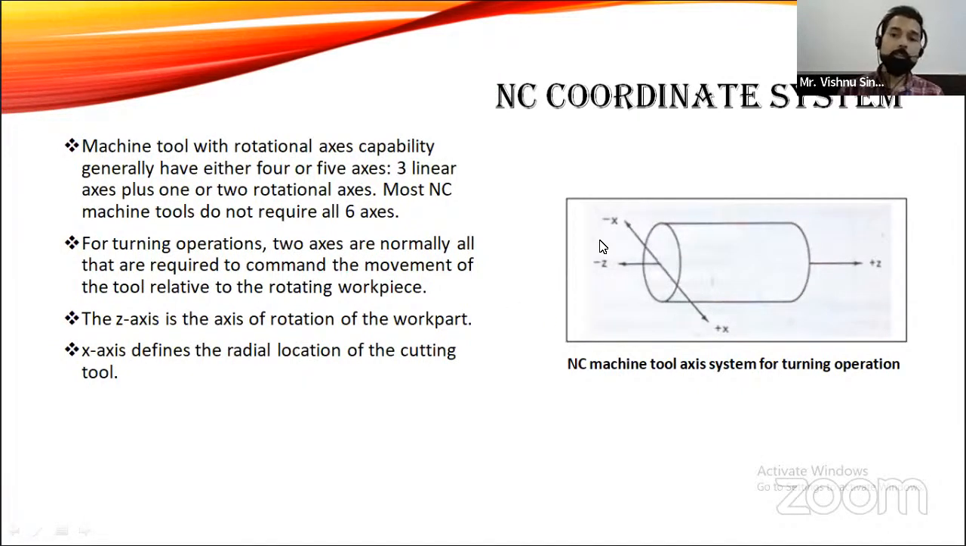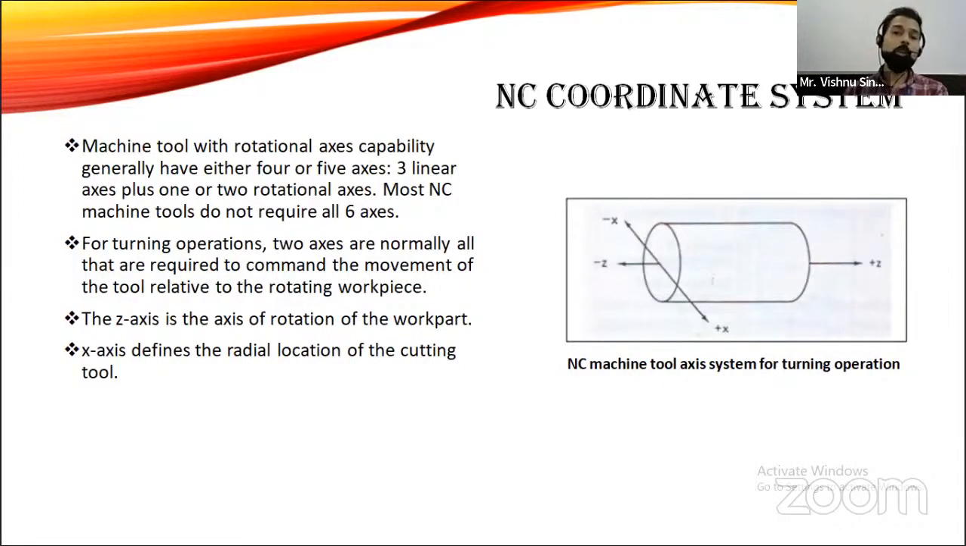And what does the x-axis specify? The x-axis defines the radial location of the cutting tool. So at any point of time, where our tool is with respect to our center line, for that we use the x-axis.